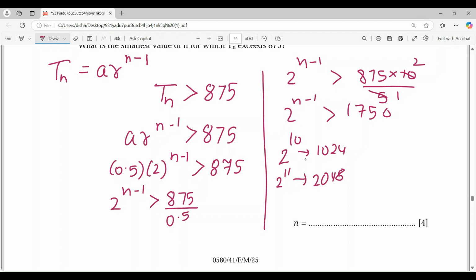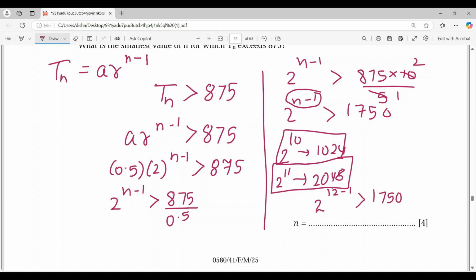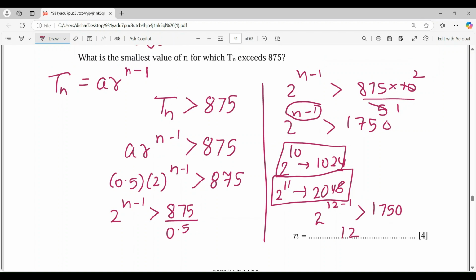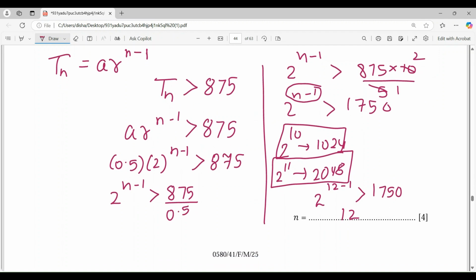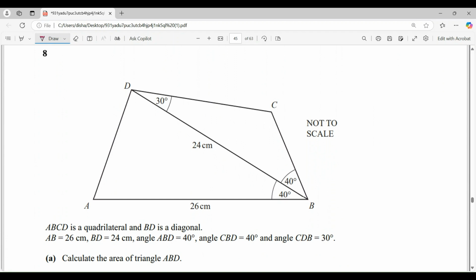So what can I write? 2 raised to 10 is less than 1750 and 2 raised to 11 is greater than 1750. So the minimum value which is greater than 1750 is 2 raised to 11. So to get 2 raised to 11 here, I have to put n as 12. So 2 raised to 12 minus 1 will be greater than 1750. So n is basically 12. So what is the smallest value of n? Which is 12.